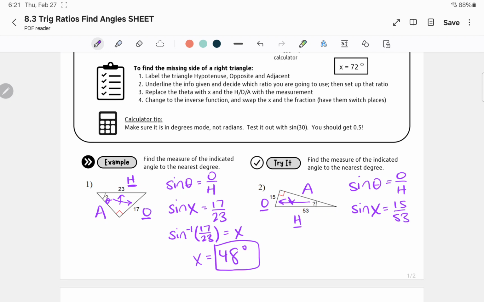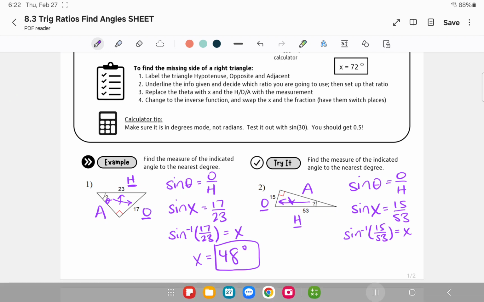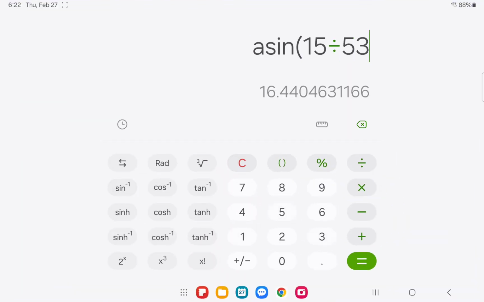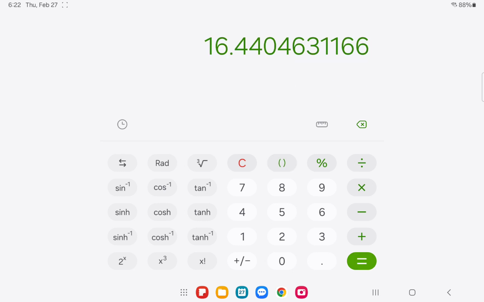So now I want X by itself, so I'm going to use inverse sine. So sine -1, and I'm going to put the fraction in place of the X and the X in place of the fraction. I'm going to plug this into the calculator. Inverse sine 15 over 53. And when I round to the nearest whole number, that is 16.